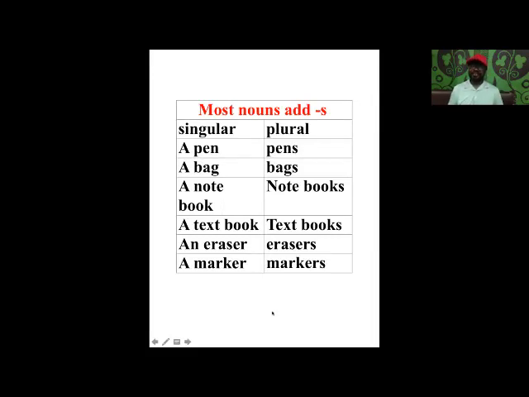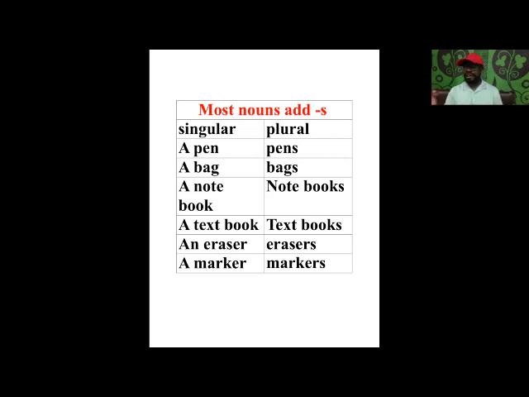Next, spelling. Most nouns add S. Singular, plural. A pen, pens. A bag, bags. A notebook, notebooks. A textbook, textbooks. There is a difference between a textbook and notebook.